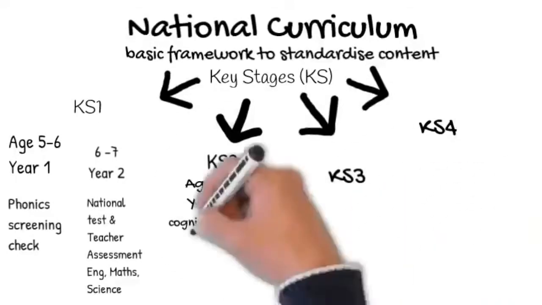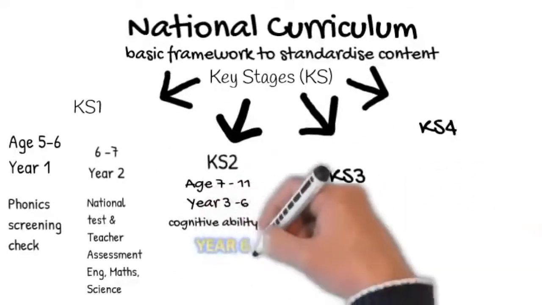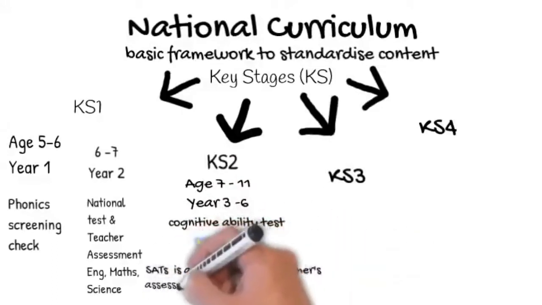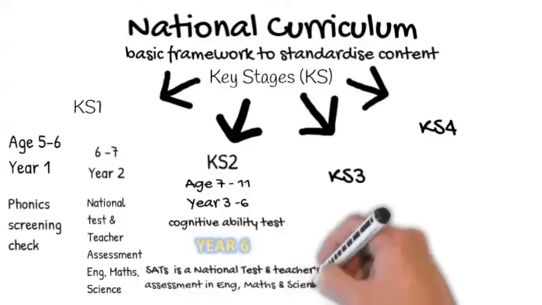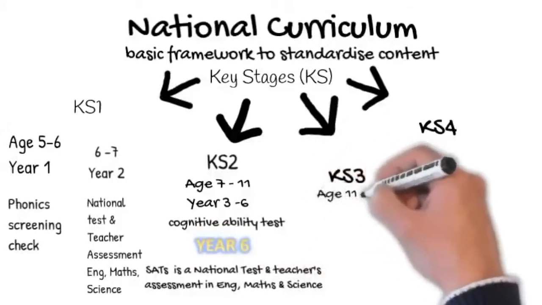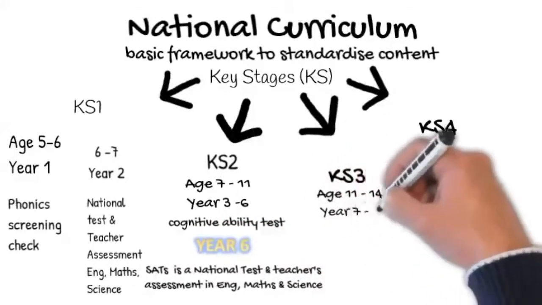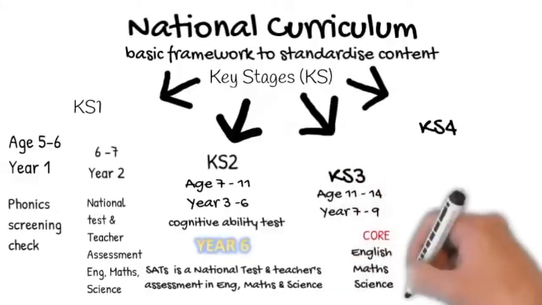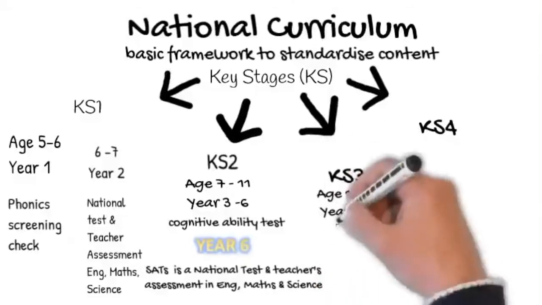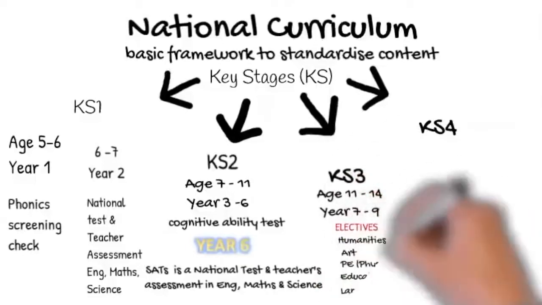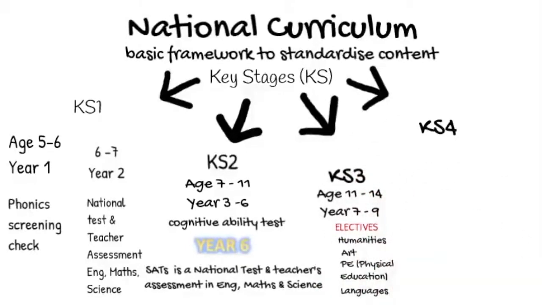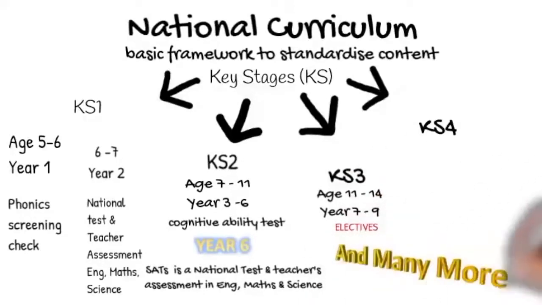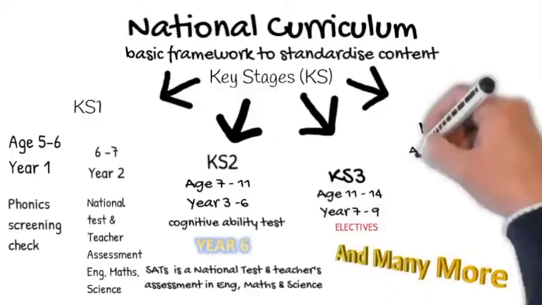The other test will be done in Year 6 and is known as SATs. This is basically a national test as well as teachers' assessments in English and maths as well as science. We then move on to Key Stage 3, which is for Years 7, 8 and 9 in secondary school. The tests include core subjects such as English, maths and science, other subjects like languages, humanities such as literature, history, geography, religious knowledge, citizenship, computing, PE, arts, DT, music, are also tested.